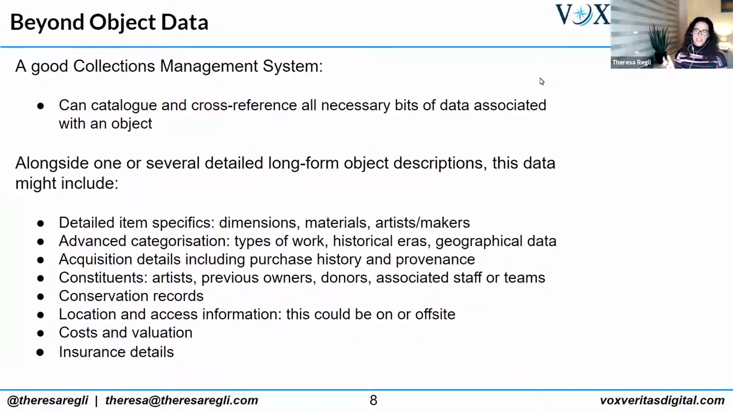So a good collections management system is really characterized by being able to catalog and cross-reference all these necessary bits of data that are associated particularly with the object. I mentioned some of these already: dimensions, advanced categorization, such as the type of work it is, acquisition details, who paid for it, where did we get it, was it from a private collection, what's the provenance of the object, and then conservation records, as I mentioned, what's the condition of it, what's the cost, what's the value, what's the insurance that we have on this particular object, and all of these things have to do with the physical.